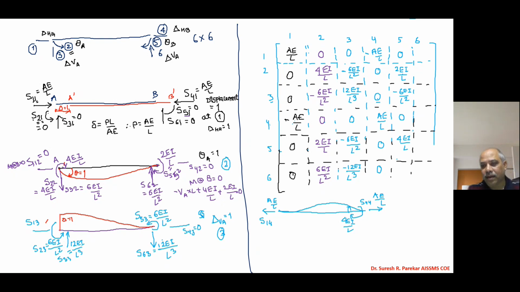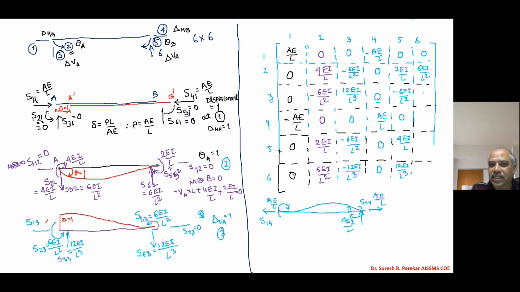And then we have 56 and then 65, that is at 6. We can have this clockwise. So automatically this should be positive upward, 12 EI upon L cube. Then we have S61, this is 0. Then we have S26 and S62, 6 EI upon L square.